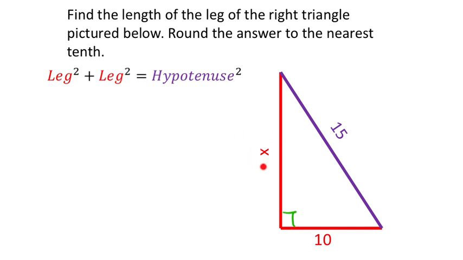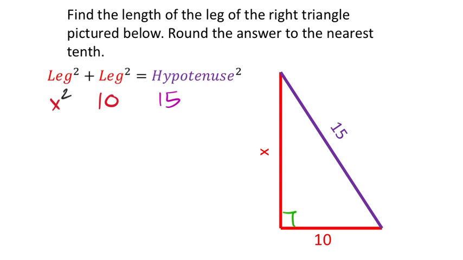Oh no, that sounds kind of bad. A leg that's a value we don't know. So we're going to say we've got the two legs of x and 10. But this time we have a hypotenuse value of 15. So, of course, we can solve this. It's just we're going to have to use more principles of equality to solve it.